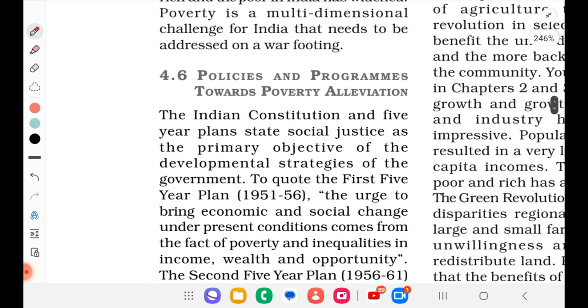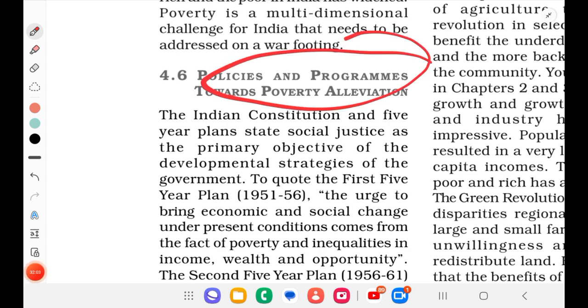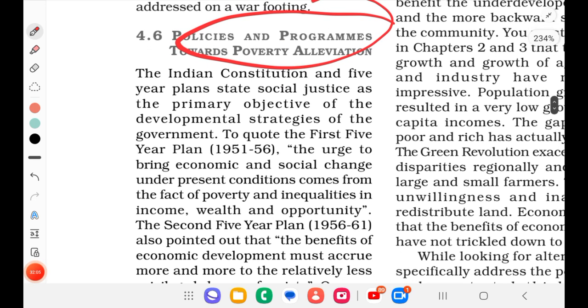Policies and programs towards poverty alleviation. The Indian Constitution and five-year plans state social justice as the primary objective of the developmental strategy of government. To quote the first five-year plan, 1951 to 56, the urge to bring economic and social change under present condition comes from the fact of poverty and inequality in income, wealth and opportunity.